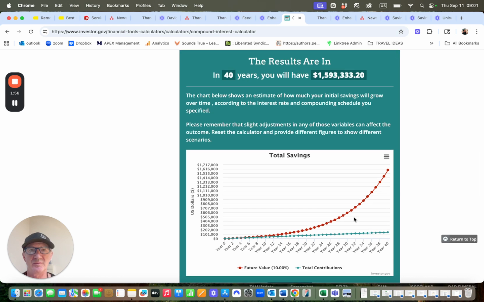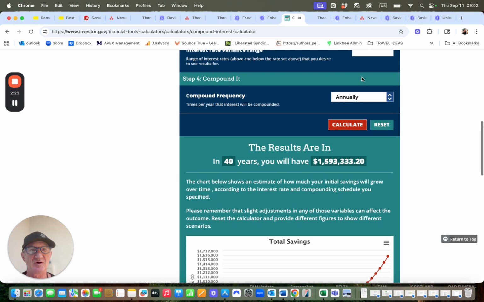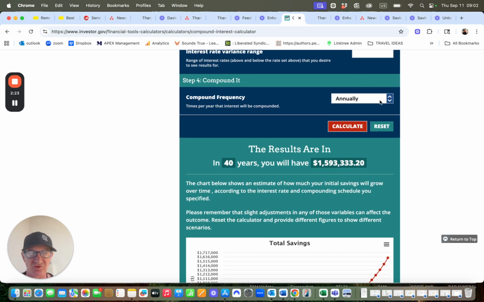So if somebody saves $10 a day and they earn 10% annually on their money, compounded, in 40 years that is worth $1,593,333.20. Wow, okay, that was $10 a day. That's pretty impressive, right? What happens if I go back in here? By the way, this is just for you to see.